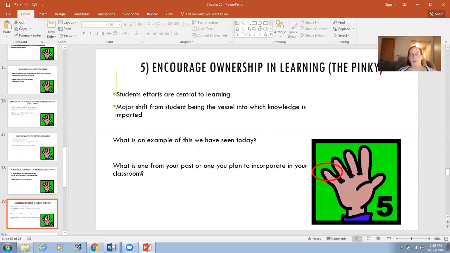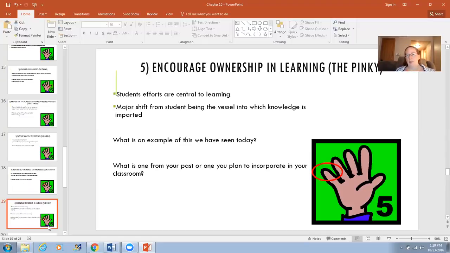And then 5, encourage ownership in learning. Student efforts are central to learning. It is a major shift from the student being the vessel into which knowledge is imparted. So I will say that this is a common metaphor for traditional classroom approach, where I am the expert and I dump that all on you as the learner. You imbibe it, you hold it, you're the vessel.